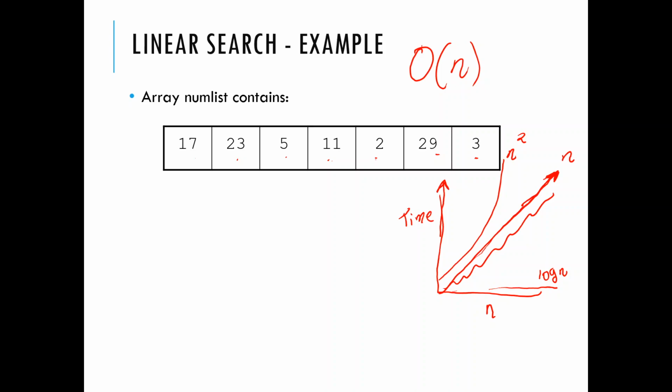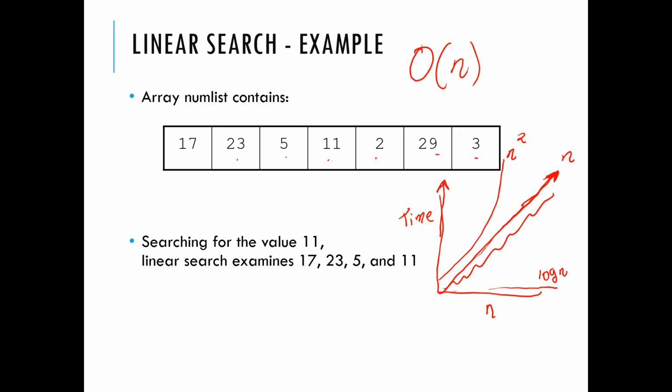So linear search, if I'm looking for the value 11, I need to check 17, 23, 5, and 11.